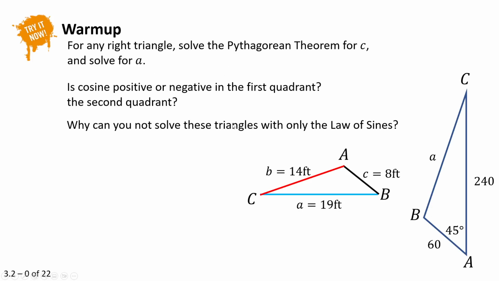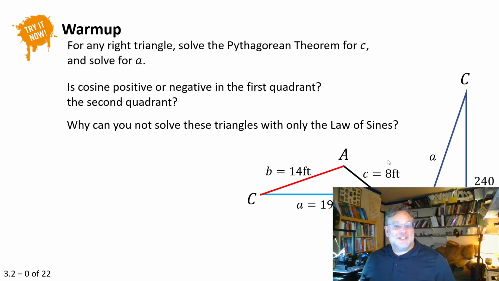But more importantly, I have this last question for you. I've given you two triangles here, one with three sides given but no angles given. The other one has two sides given and the angle in between them also given, but nothing else. You cannot use the law of sines to solve these two triangles. Specifically, these are two instances: side-side-side, and side-angle-side.